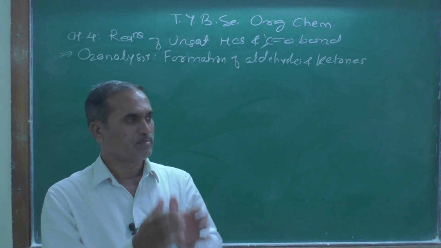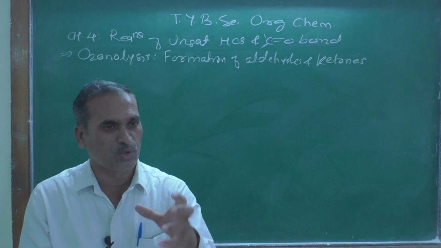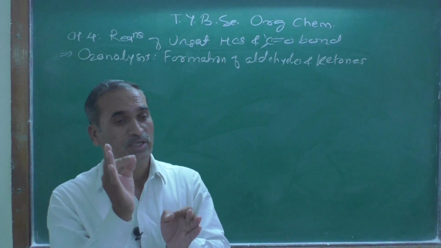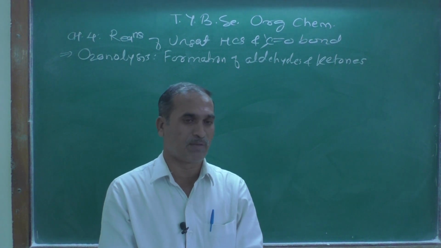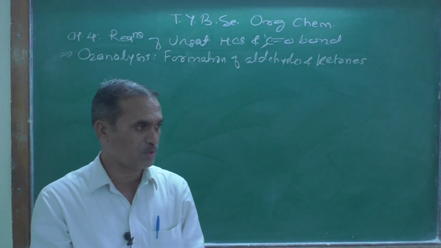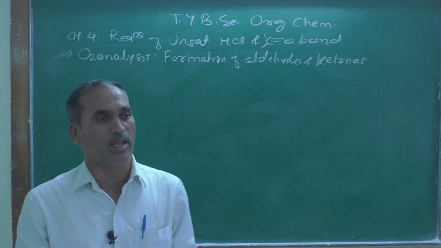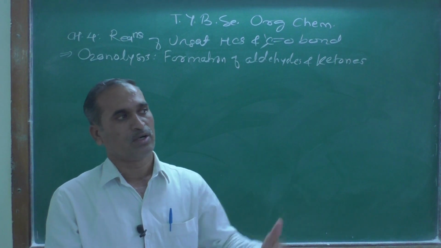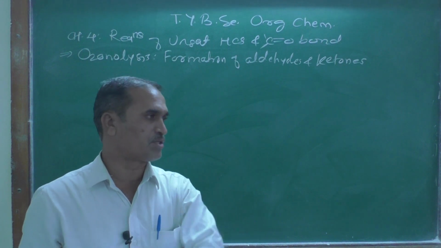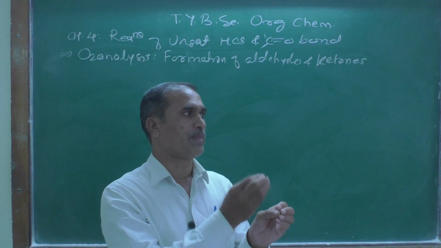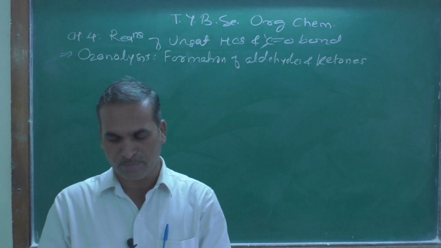Ozonolysis is the process of breaking down the carbon-carbon double bond, and it is a classical method for breaking the carbon-carbon double bond. Before spectroscopic techniques were available, chemists used this test for structure determination, the scientists used it for the determination of organic compounds.